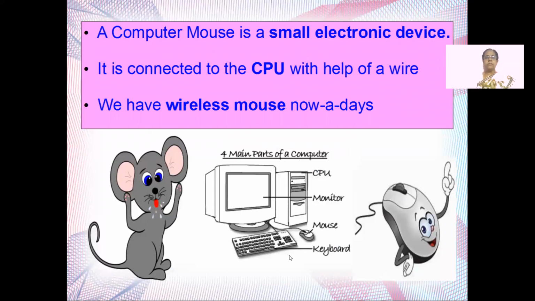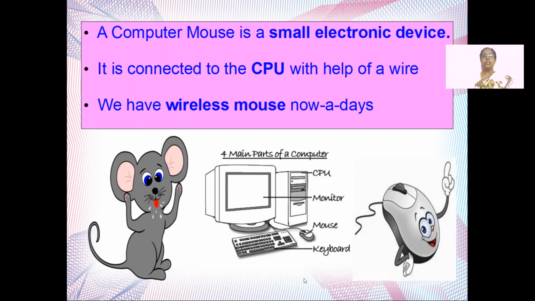What is a mouse? You can see here in this picture, we have a mouse. This mouse is connected to the CPU. This is the main part of the computer, which is called the brain of the computer. It's the CPU. So the mouse is an electronic device. Compared to the monitor, the CPU and the keyboard, the mouse is very small. This mouse has a wire which is connected to the CPU. Nowadays we use wireless mouse without wires.